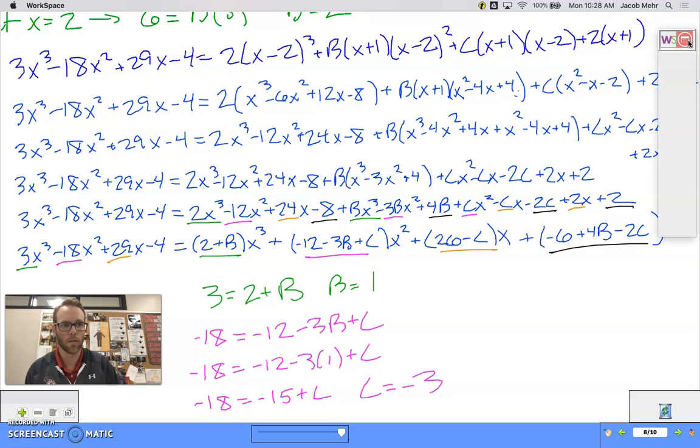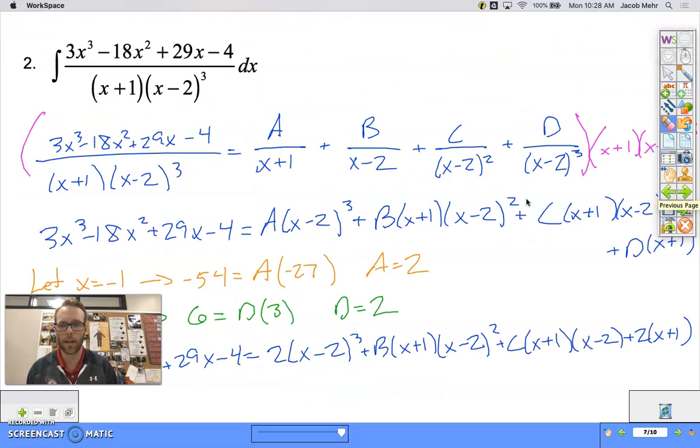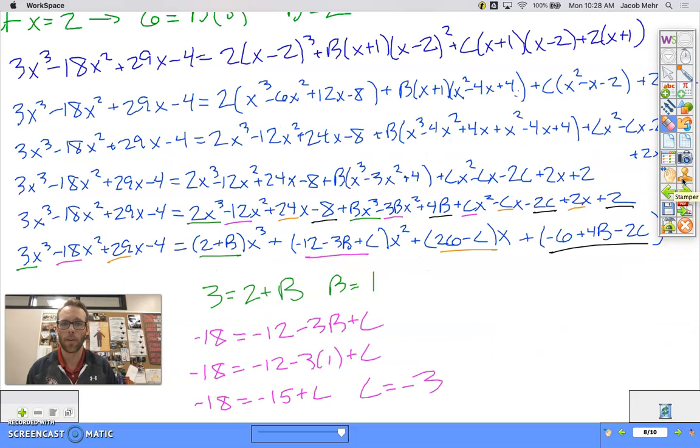So our first technique that we like when we're trying to solve for our unknowns is substitute a value of x in that will cancel out everything but one of your unknowns. After that, we've got to do a lot of multiplying, but then we can combine like terms and say the coefficients must be equal. So where does this put us?